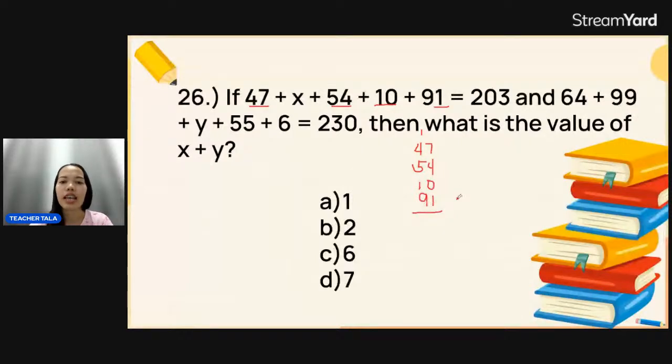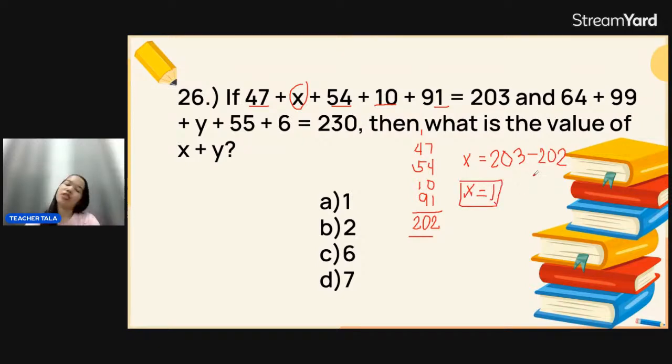Okay, so let's add everything. 7 plus 4 plus 1, that's 12. Carry 1. 1 plus 4, 5, 10 plus 10, that's 20. So, 202. So, magiging x is equal to 203, tapos si 202, ita-transfer natin sa kabilang side. So, magiging negative yan, 202. So, x equals 1. We have 1, the value of x.